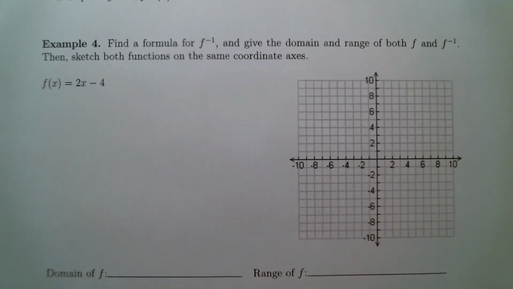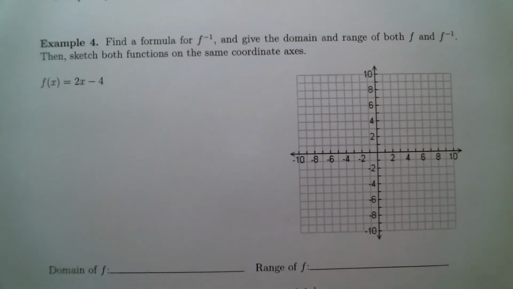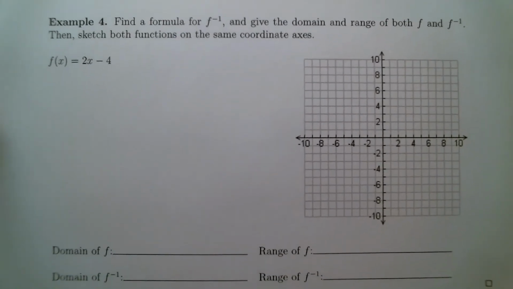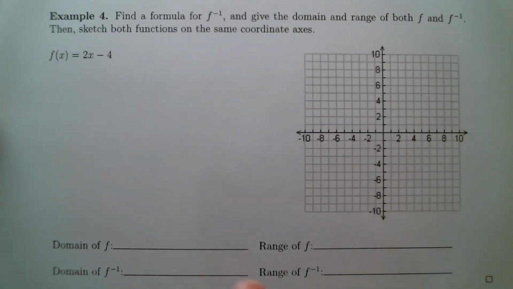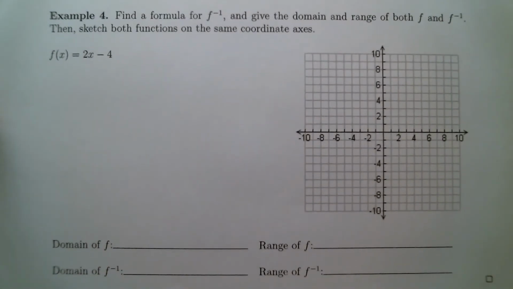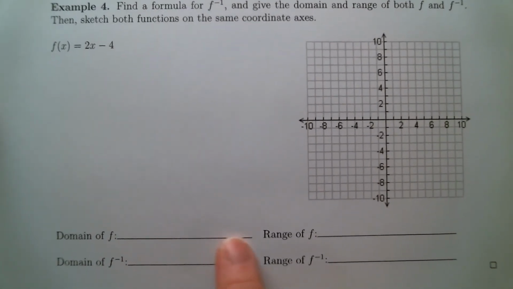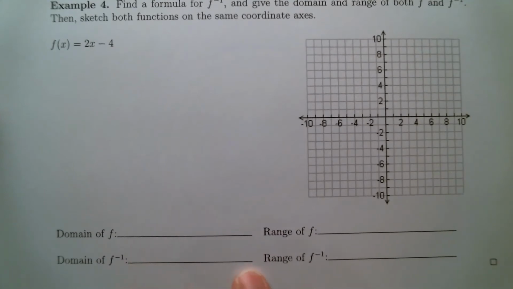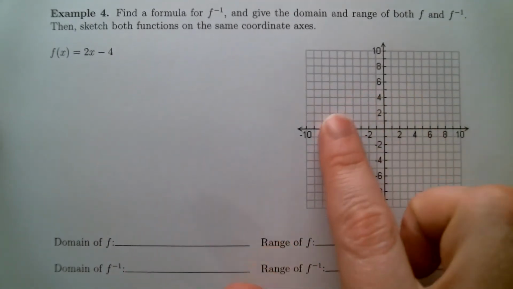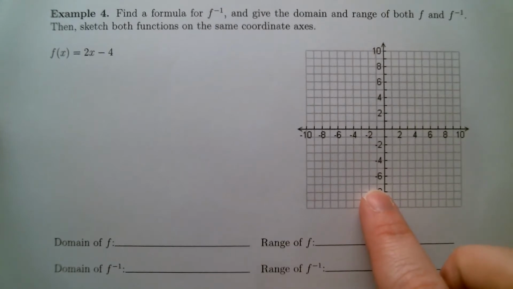It's f of x is equal to 2x minus 4. And the directions say find a formula for f inverse and give the domain and range of both f and f inverse, then sketch both functions on the same coordinate axes. So there's a lot going on here. Typically this is a common question I might ask you on a test because there's a lot going on. You get the function, you're going to have to find the inverse. You're going to have to tell me the domain and range of the original function, the domain and range of the inverse, and you're going to have to plot both the original function and the inverse function on the same grid.